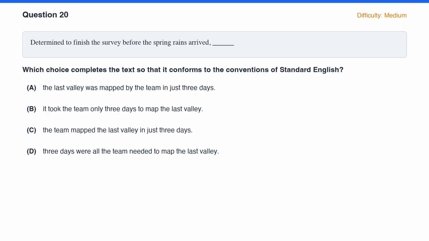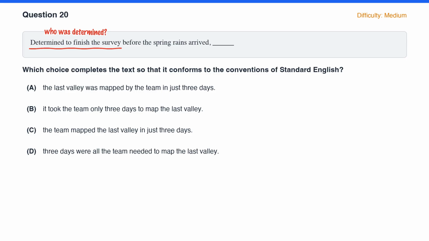Here's a modifier question. The sentence opens with the phrase, determined to finish the survey, so whoever fills the blank has to be the one who was actually determined. The opening describes a person or group, so the subject right after the comma is everything. Look at the subject in each option.